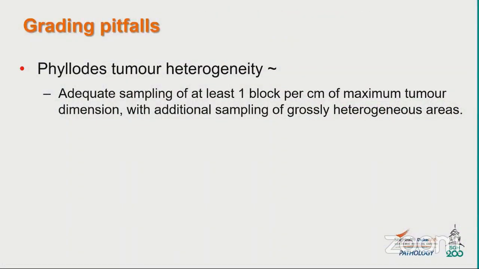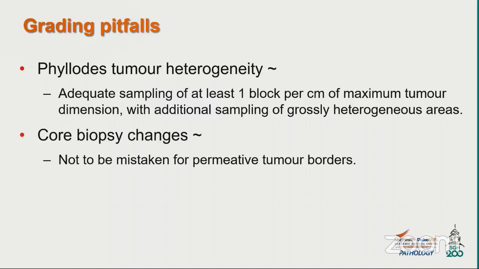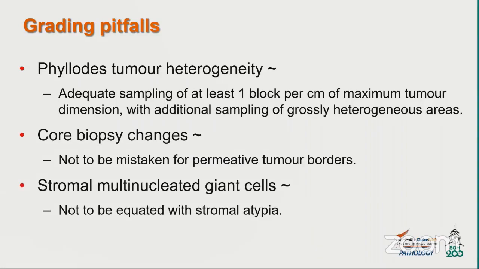What are some grading pitfalls? Well, phyllodes tumors are known to be morphologically heterogeneous, so it's important that there is adequate sampling of at least 1 block per centimeter of maximum tumor dimension, with additional sampling of grossly heterogeneous areas. Core biopsy changes in the excision specimen should not be mistaken for permeative tumor borders used in grading, and stromal multinucleated giant cells ought not to be equated with stromal atypia.